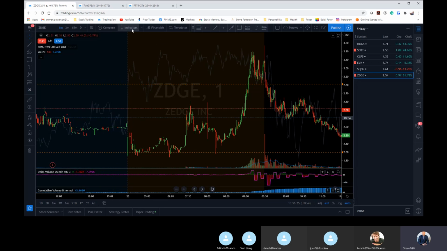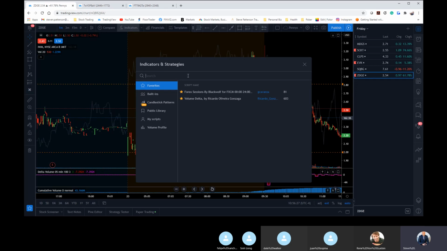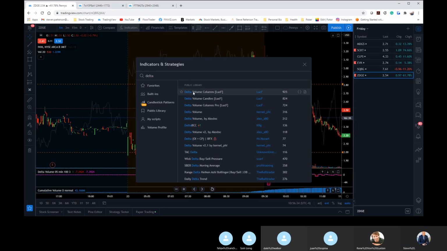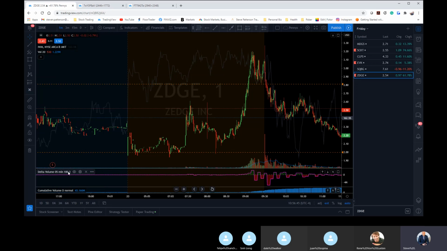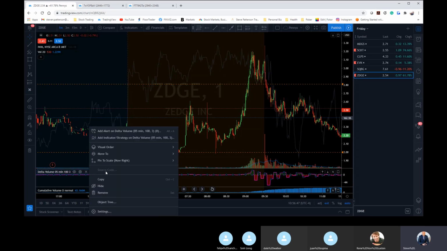But it's very simple. Go to indicators, search for delta volume. I think it is delta volume. I'm not sure which one of these it is. It's one of these. I think it's this one. If John was here, he'd know how to find that out. I think I can look at it here.